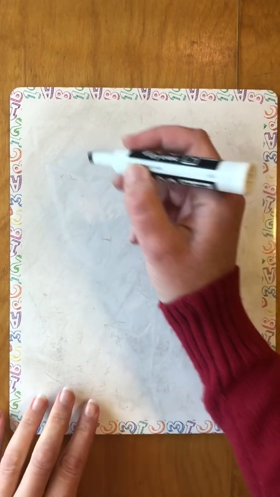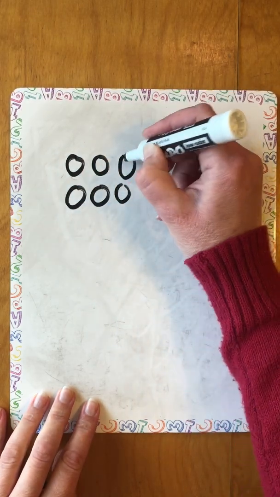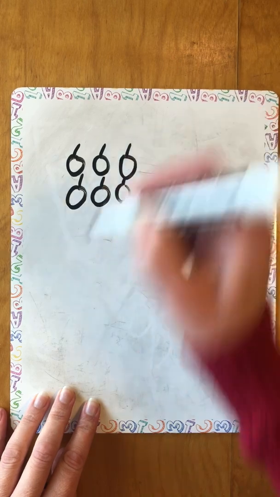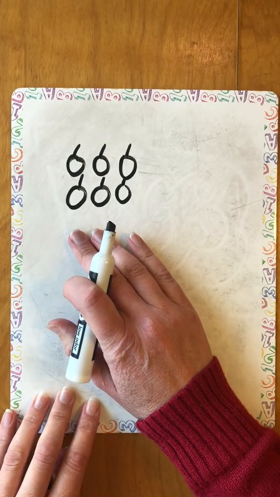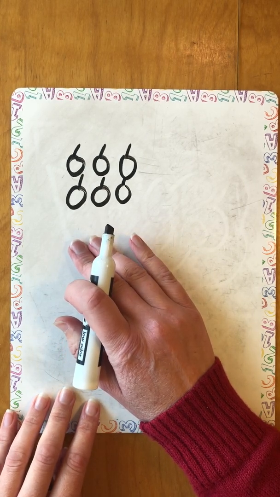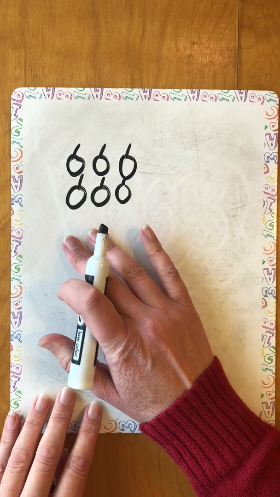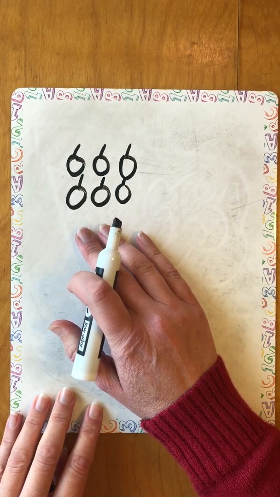Pam has 6 green apples. 1, 2, 3, 4, 5, 6. To make them apples, I'm just going to put quick stems on them. Here are the green ones. It doesn't matter that I have a black marker. I don't need to go searching for a green marker. I'm just going to use black, but I can pretend in my head that these are the green apples.